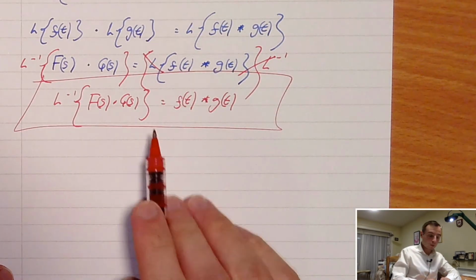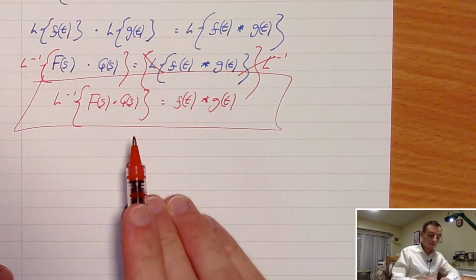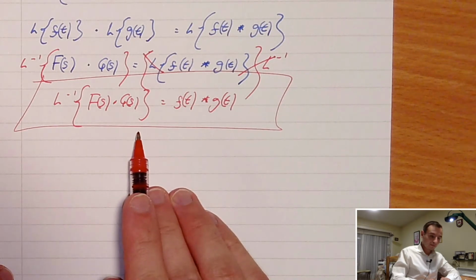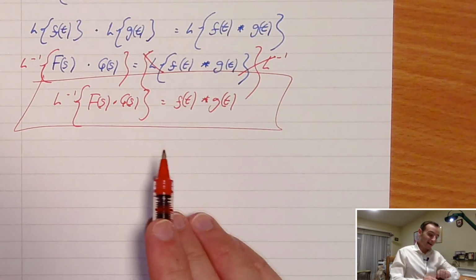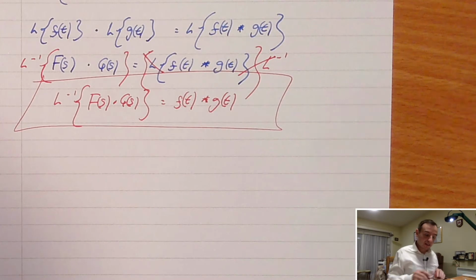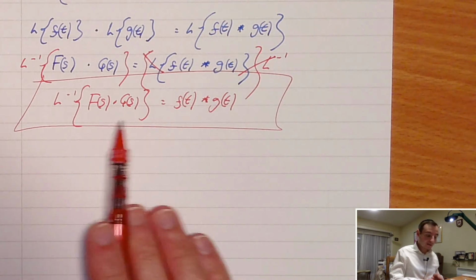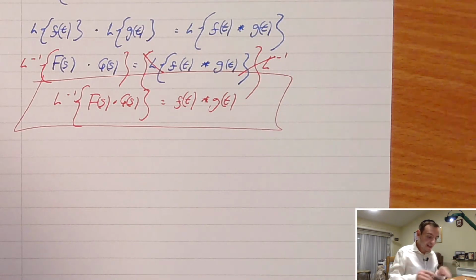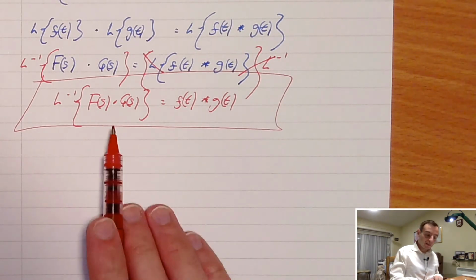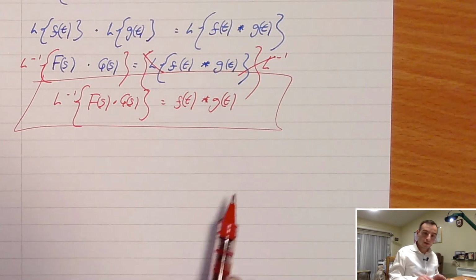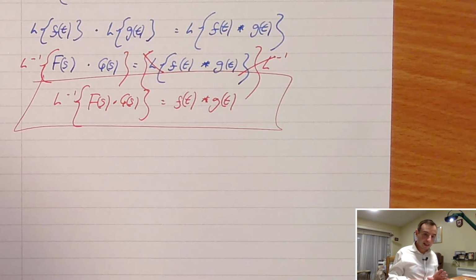That is the most important result in convolution theory that I know of at the moment. Because what it allows you to do is have any two functions. You don't even need to know what they are, whatever they are. And if you want to know the inverse Laplace transform of two functions, they can be very complicated.